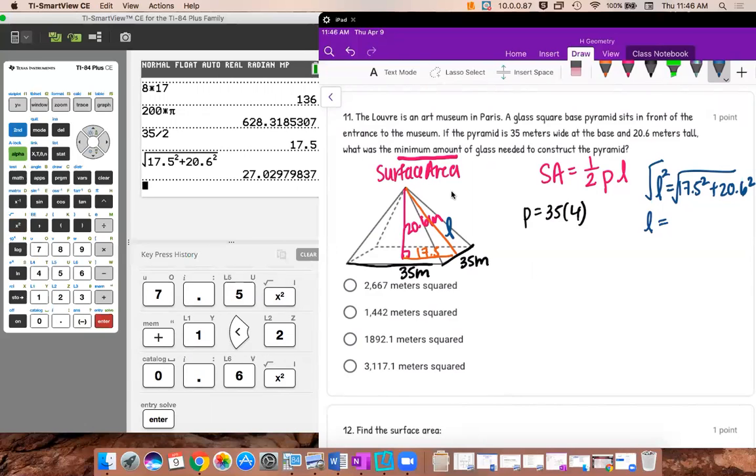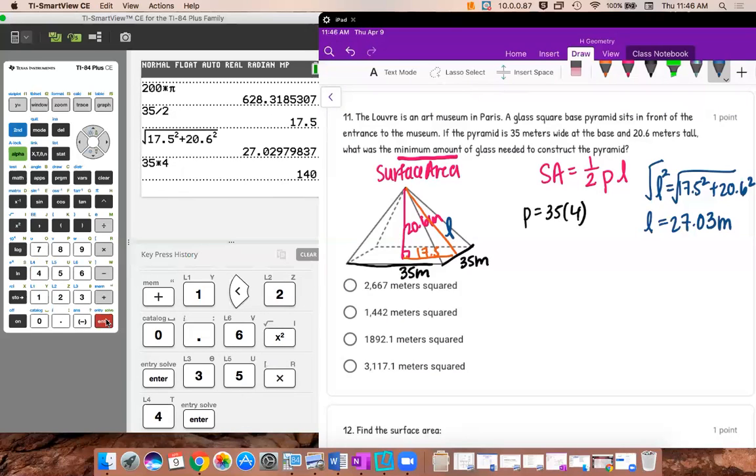And so then our slant height, let's just keep it to 1 decimal, because that's what they were doing. So let's see, this would be 27.03 meters, which is going to be our slant height. And then if we do the 35 times 4 for our perimeter, this is going to be 140.